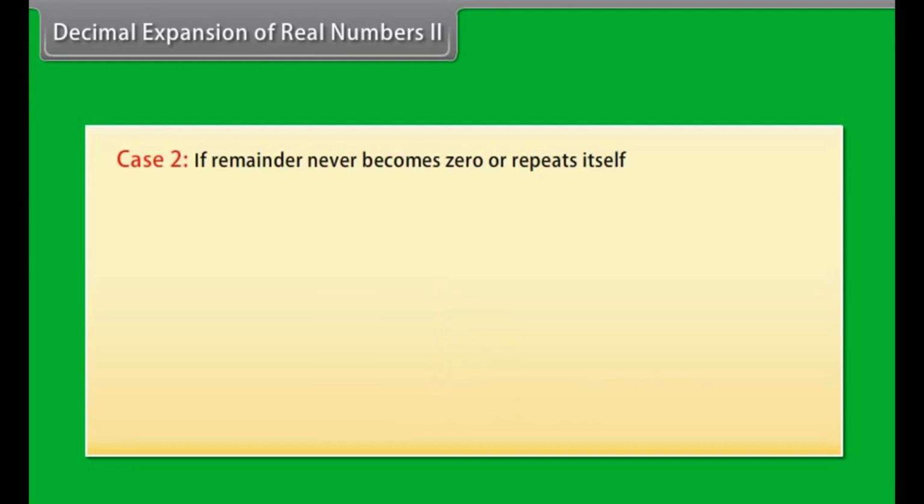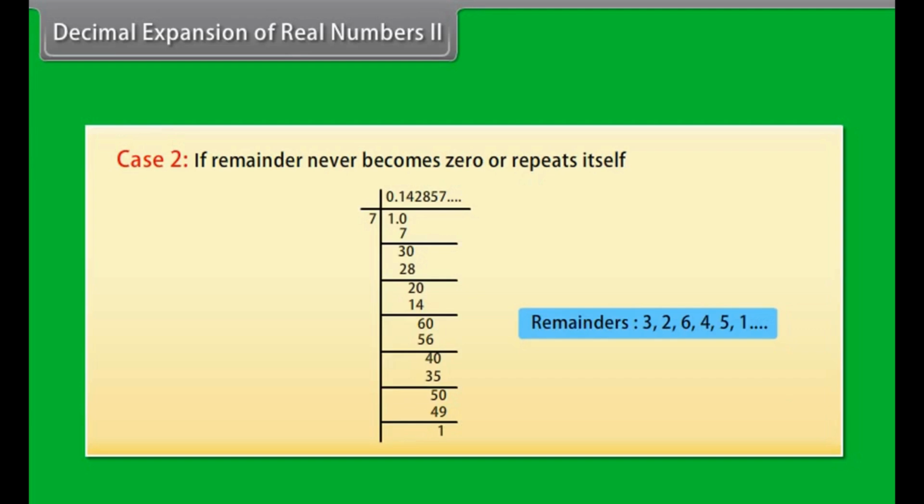Case 2 is if the remainder never becomes 0 but repeats itself, then the decimal expansion of such numbers is non-terminating recurring. Example. Let us now have a look at one example. 1 by 3 is a rational number. The decimal expansion of 1 by 3 is 0.3, 3, 3, 3, and so on. And we can see that 3 is repeating here. We write it as 0.3 bar.